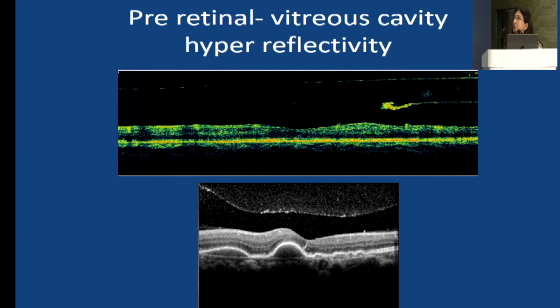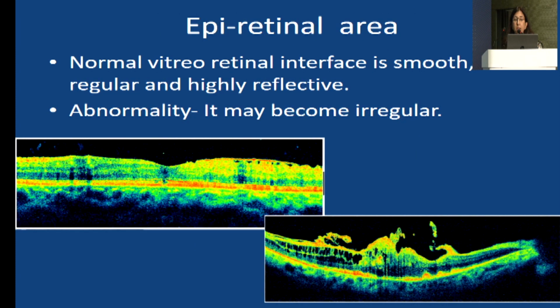Like in the first picture, you'll see two membranes there. And in the second picture, you are seeing a diffuse kind of hyperreflectivity, which would be due to any vitreous opacity like a hemorrhage or an exudate. Second comes the epiretinal area.